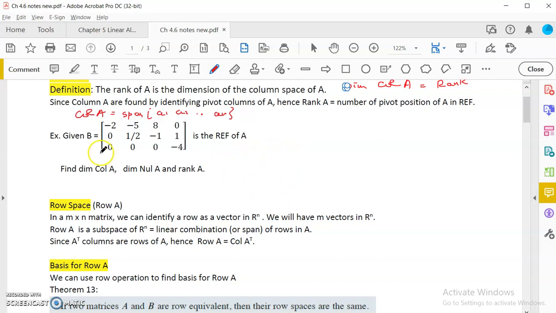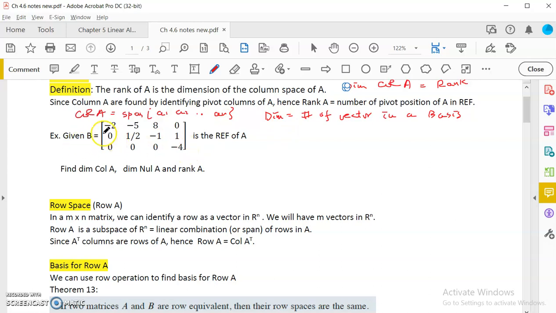So let's do an example. Dimension is the number of vectors in the basis. So for any space, you count the number of vectors in the basis, and that is its dimension.